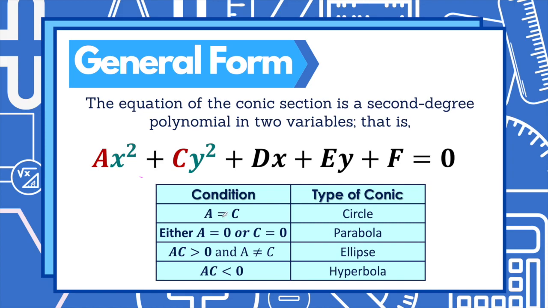Now, if A is equal to C, or A and C have the same coefficient, then we can assume that the conic section is a circle. But if either A or C is 0, then we can assume that it is a parabola. As for the ellipse, if the product of A and C is greater than 0, but A is not equal to C, then it is an ellipse. But for a hyperbola, if the product is less than 0, then it is a hyperbola.